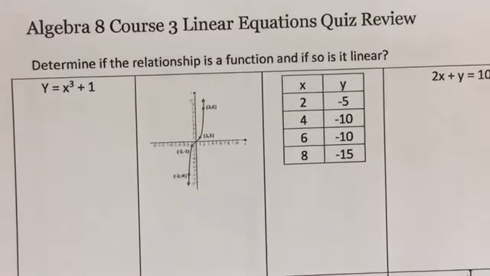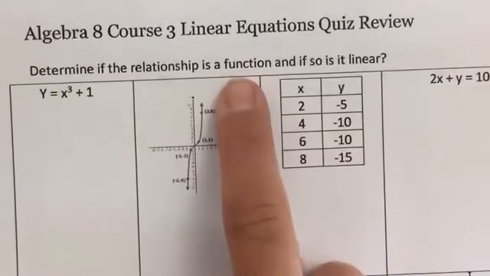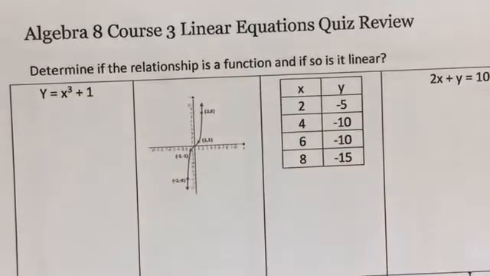So the first section here, it's all about, is this a function? And if it is a function, is it a linear function? Okay, so remember that functions, there's a few different ways to tell, and linear means it forms a straight line. So the big thing about a function is that every input has exactly one output.